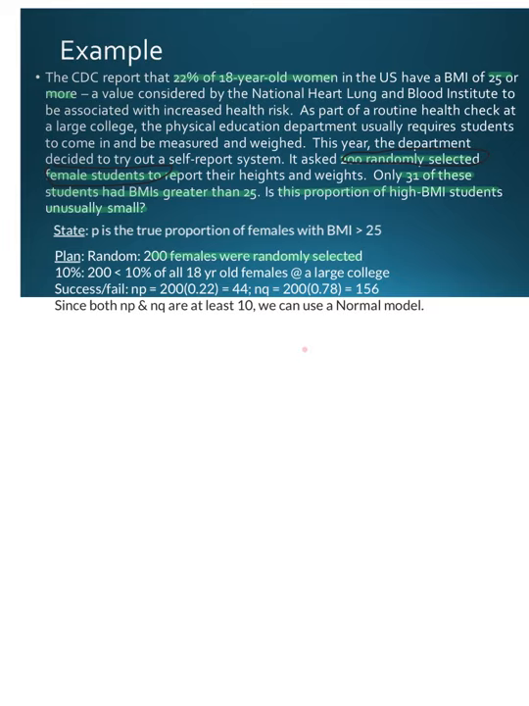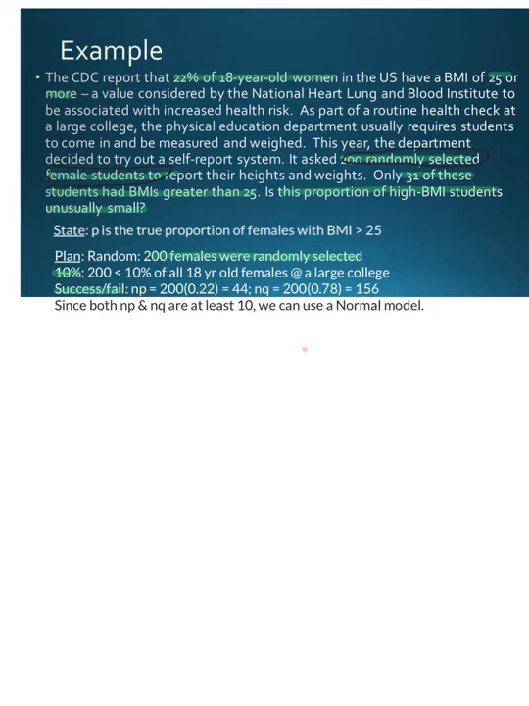It is possible. The second one is the 10%, meaning 200 students, or 200 18-year-old female students, is less than 10% of all 18-year-old females at a large college. Okay, if we're assuming a large college, I would assume a D1 school, which has a lot of students. And then last but not least, that success-fail condition where you have to show both successes and failures are at least 10, just like we did with binomial models. And because they both are at least 10, we can use a normal model.